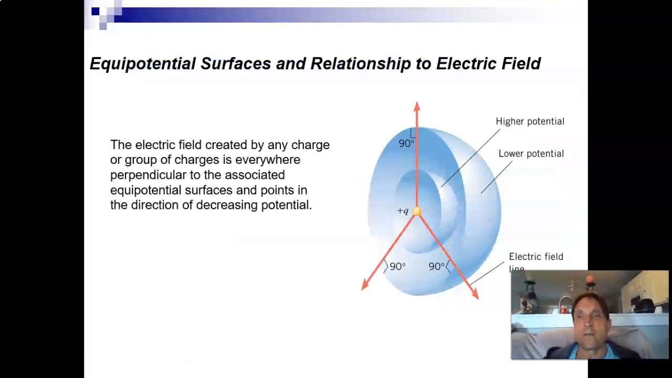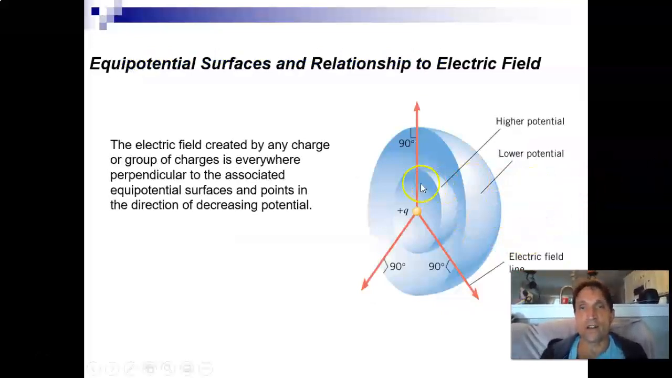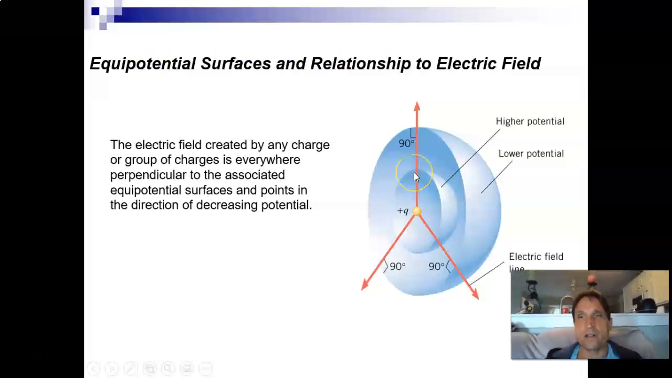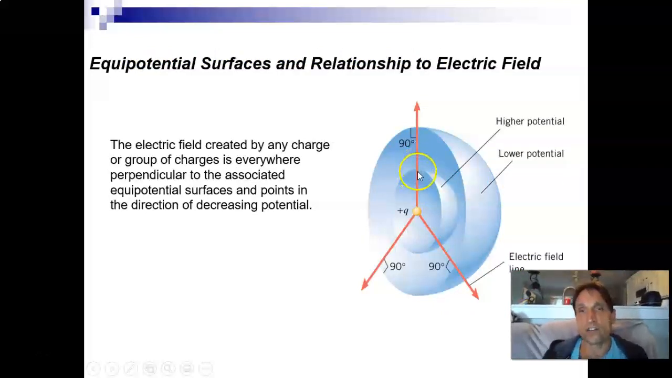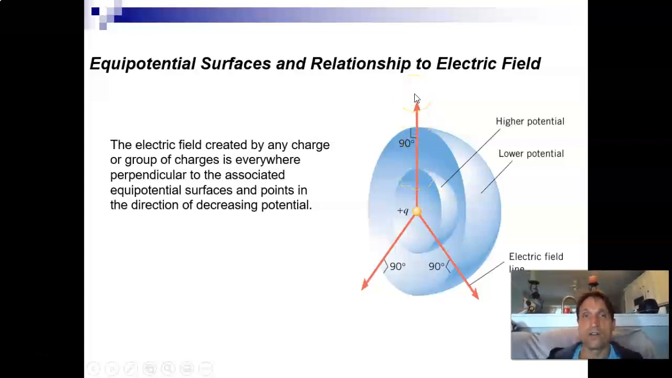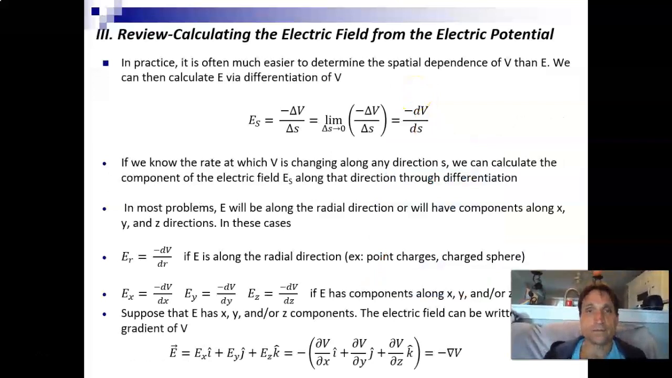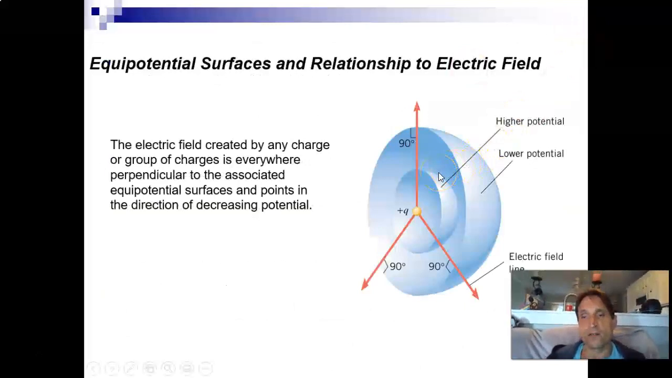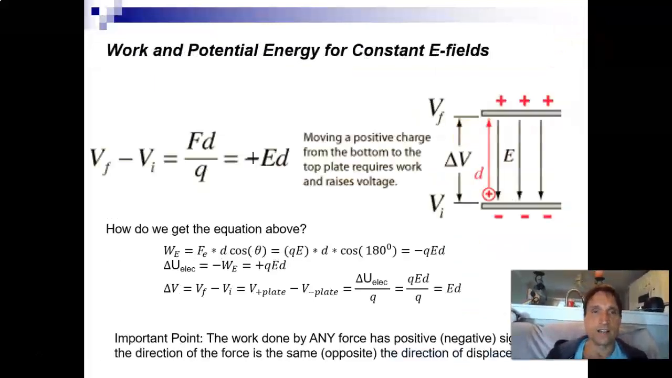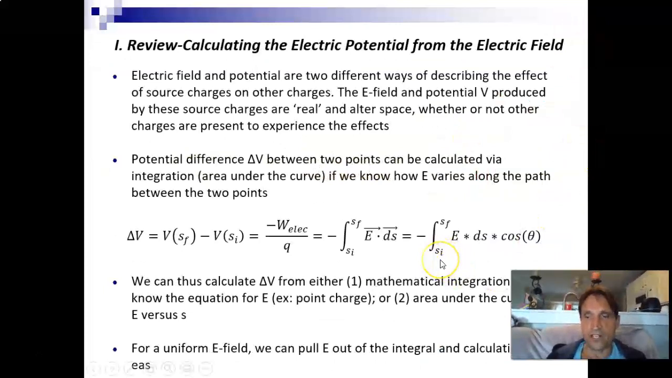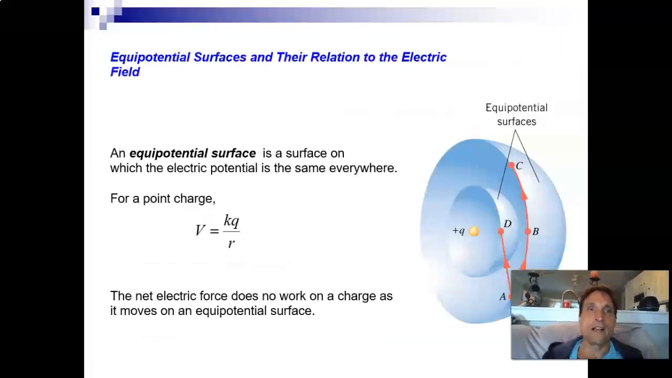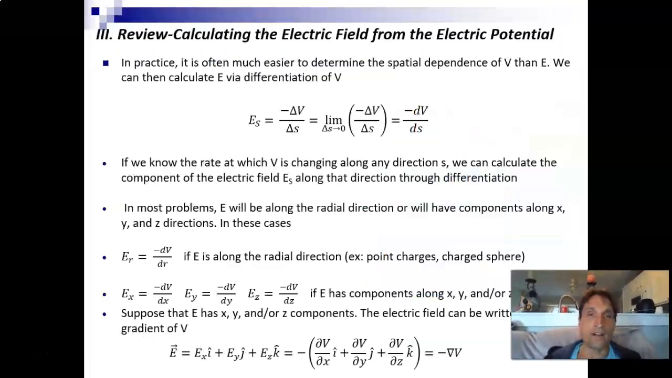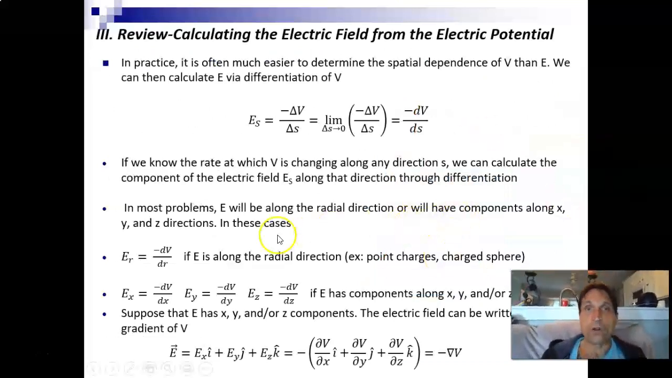So here's another picture basically showing that the electric field lines are perpendicular to these equipotential surfaces, and it points from higher potential to lower potential. So that's if we know the electric field, we can get the potential.